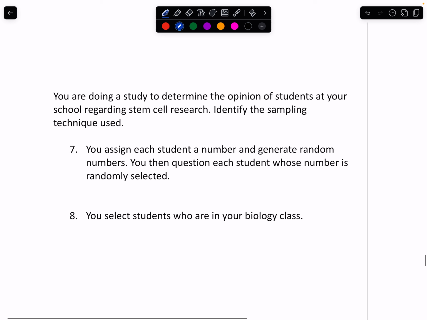And then lastly here, it says you are doing a study to determine the opinion of students at your school regarding stem cell research. Identify the sampling technique used. Number 7 says you assign each student a number and generate random numbers. You then question each student whose number is randomly selected. This is known as a random sample. Actually, simple random sample is fine. Really, the key thing here is that it's a random sample.